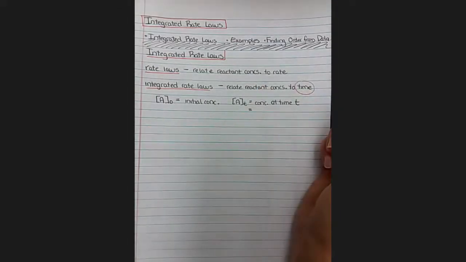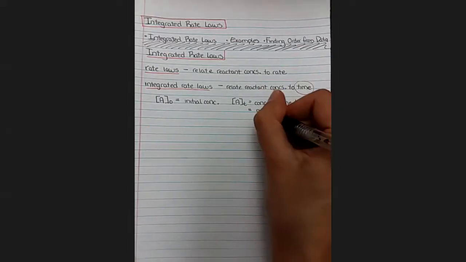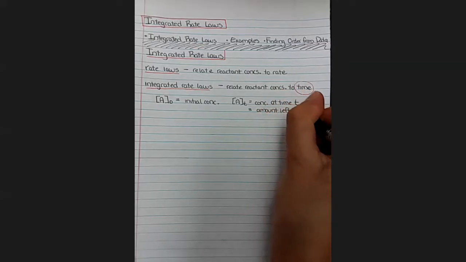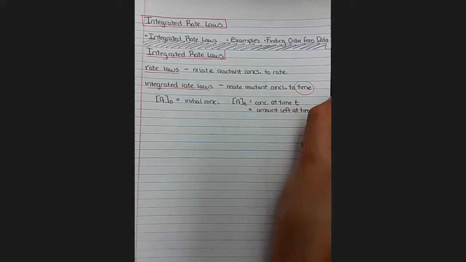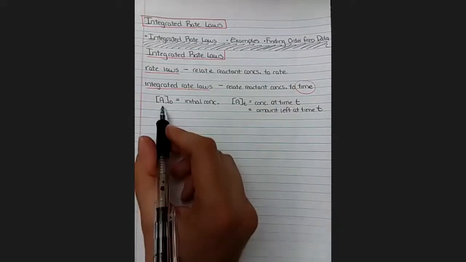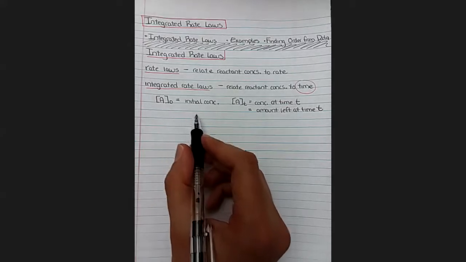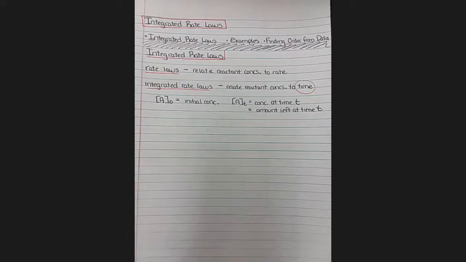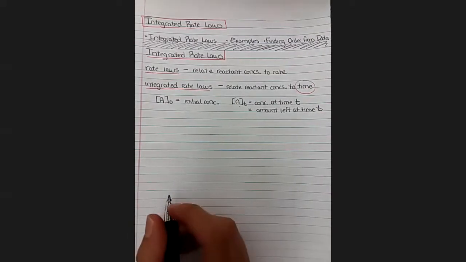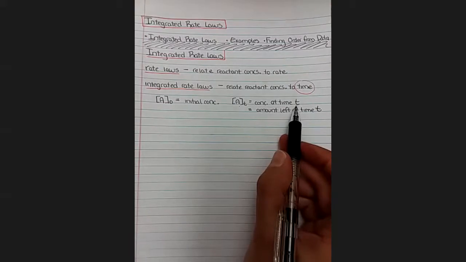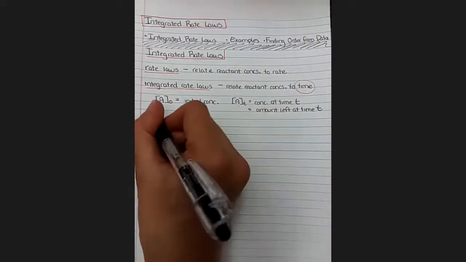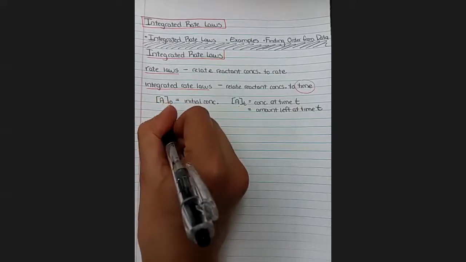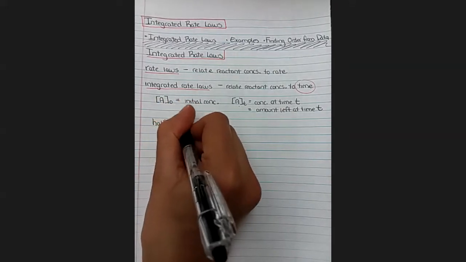The other way you can think about the concentration at time T is the amount left at time T. So we started with some concentration, then some time went by and some of it was used up, and this amount is left. So that's what that variable represents. There's also a particular time that we care the most about, and that is the time when half of it is used up. And that is called the half-life.